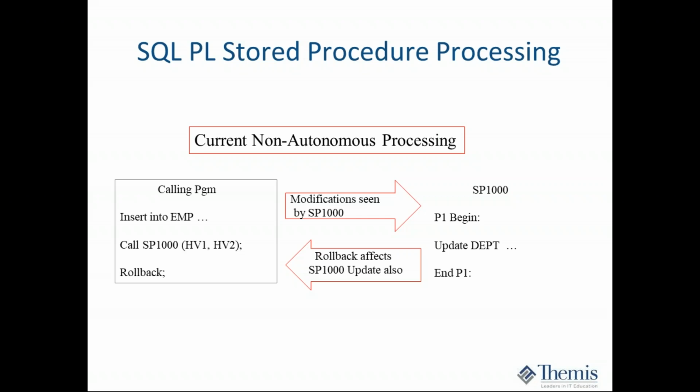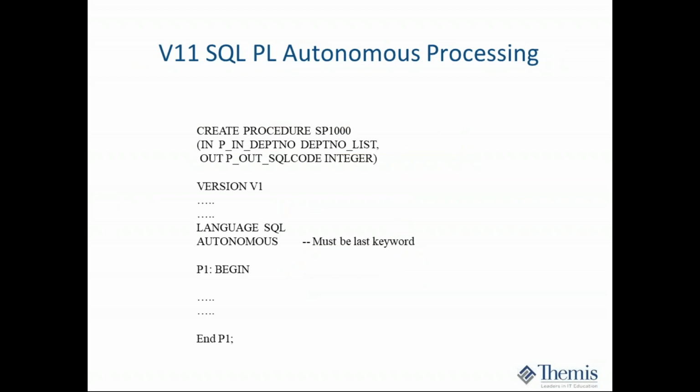Without defining it as autonomous, if a stored procedure is called and it does a rollback, it's going to roll back everything out of the calling program. If it does a commit, it's going to commit everything out of the calling program. If the calling program does a commit, it's going to affect anything that the stored procedure had done. They're all one unit of work. This kind of breaks it out to be very autonomous in that unit of work. So you have to use the word autonomous in your create here.